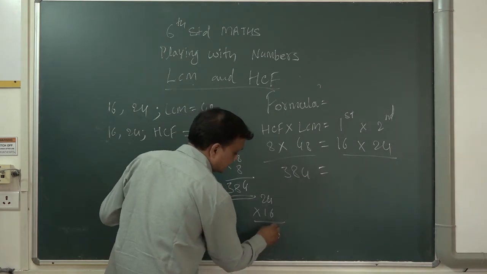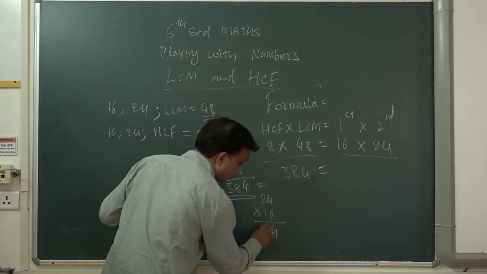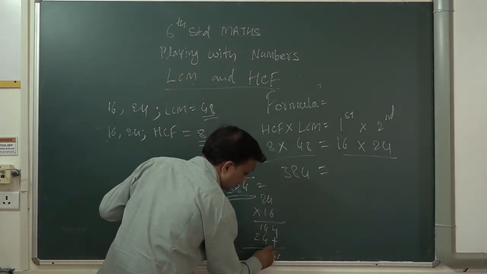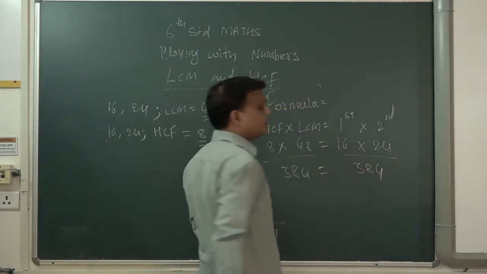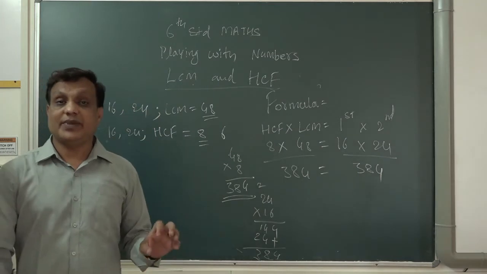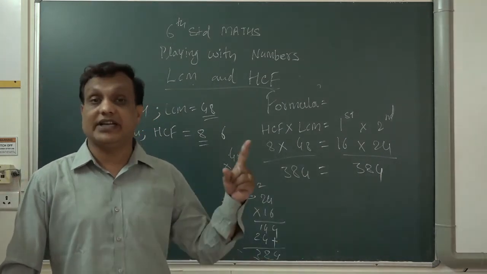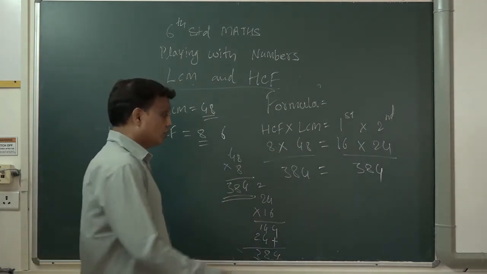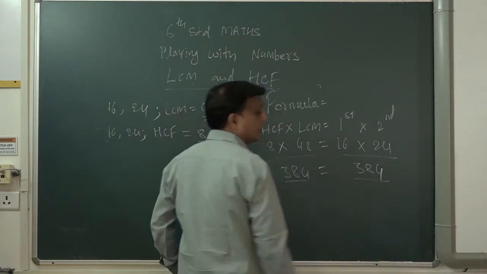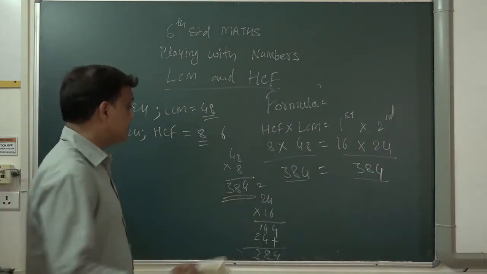6 4s are 24, carry 2. 6 2s are 12, 12 plus 2, 14. 1 4 is 4, 1 2 is 2. 4 8 3, so 384. So it means that first number multiplied by second number is equal to LCM multiplied by HCF. That answers are what? Equal. That answers are equal.